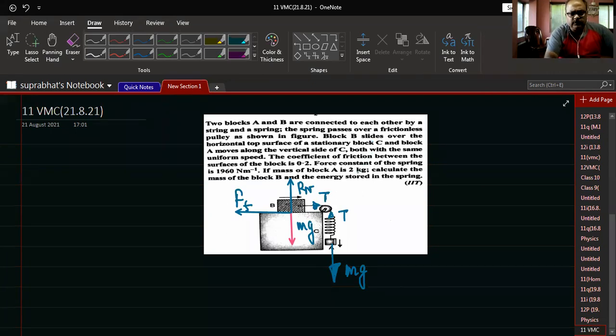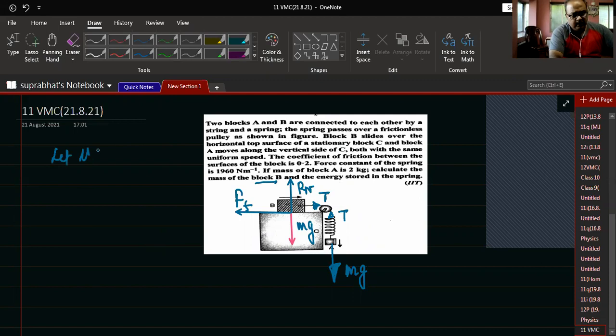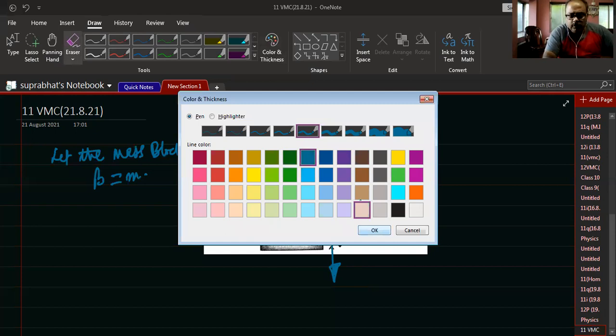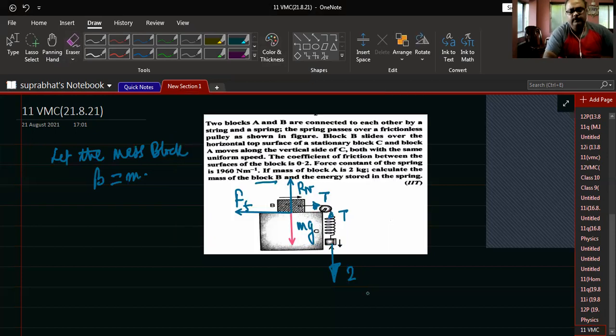So they have asked us to find out, first of all, the mass of block B. That was our first question. Calculate the mass of block B. So how to do that? First of all, let the mass of block B equal m. So I have taken this as my m. And what is the mass of block A? I think they have already mentioned that the mass of block A is equal to 2 kg. So I can easily write 2 into g, right?